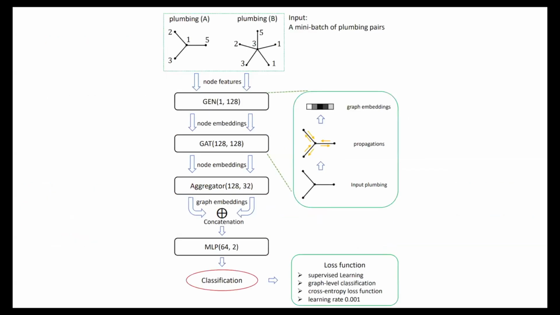So this is a flow chart of the GEM plus GAT model. The input is a pair of plumbing graphs. So two plumbing graphs go through the first convolution network, GEM, then the second convolution network. It updates the node representation for each graph. And then the aggregator will sum up all the node representations to provide the whole graph representations. And then the last MLP classifier gives an answer like they are the same or not.